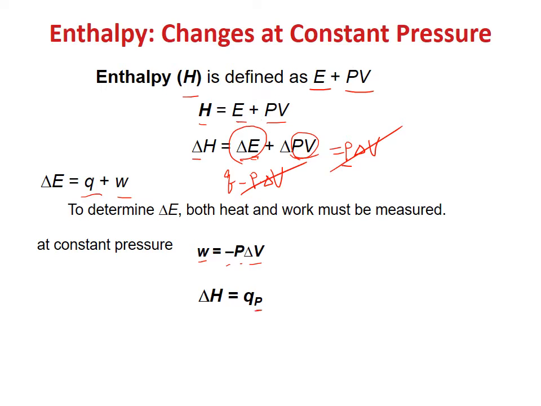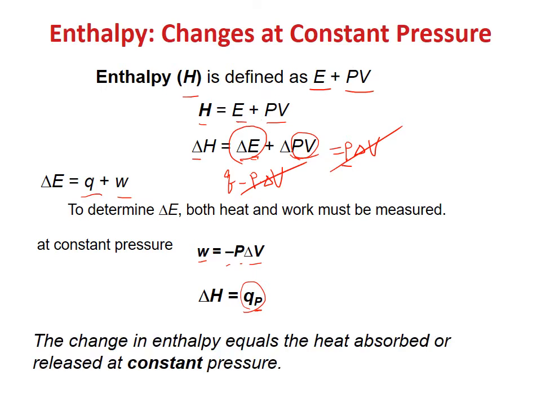Now here P means constant pressure, so this heat is under constant pressure. And this leads to a very important conclusion: the change in enthalpy equals the heat absorbed or released at a constant pressure. So if we want to know how much heat is involved in a reaction or any process, we just need to measure the enthalpy change.